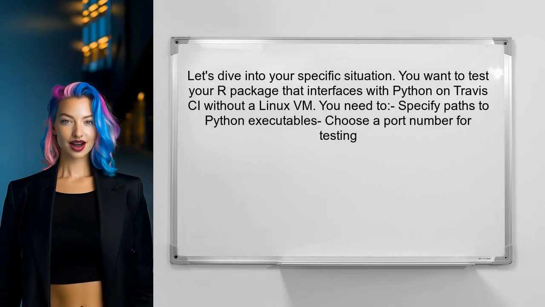You mentioned that you want to test your R package that interfaces with Python on Travis CI without setting up a Linux virtual machine. You need to specify the paths to the Python executables and choose a port number for testing. Sound familiar? Let's tackle this together.